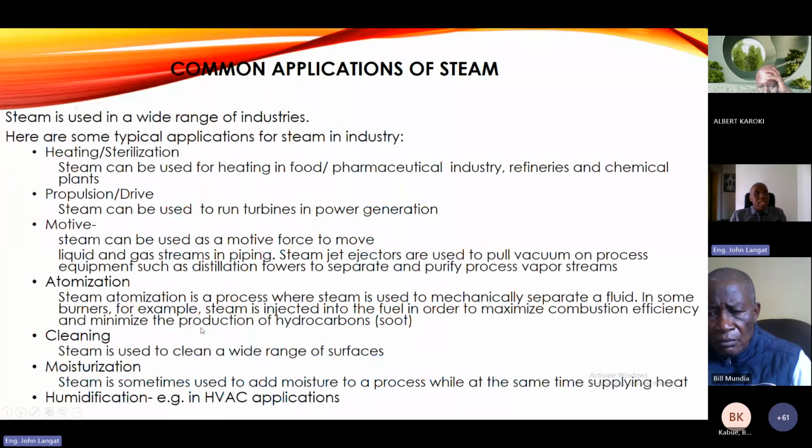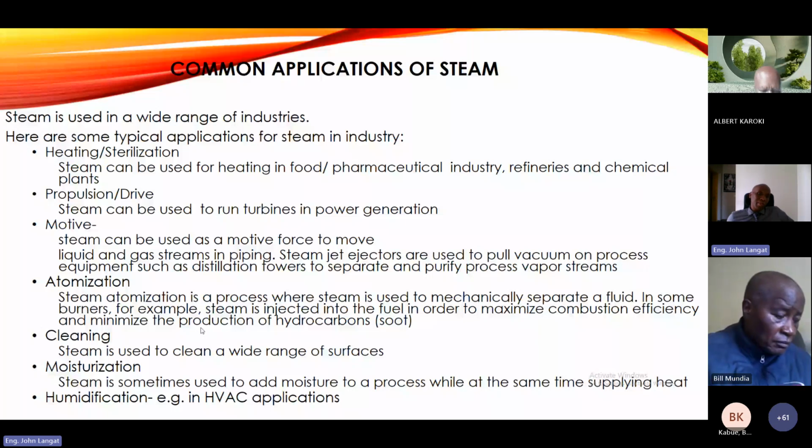Now, what are the common applications of steam? Steam is used in a wide range of industries, and here are some of the typical applications of steam. One is that steam is utilized in heating and sterilization. Steam can be used for heating in food and pharmaceutical industries, refineries, and when I talk of refineries, you find that refineries and chemical plants, there's something called fractional distillation. That's when you use steam. Then it can be used for propulsion, and a good example is in power generation, specifically our geothermal power plants. You find that the steam is the one that runs the turbines.